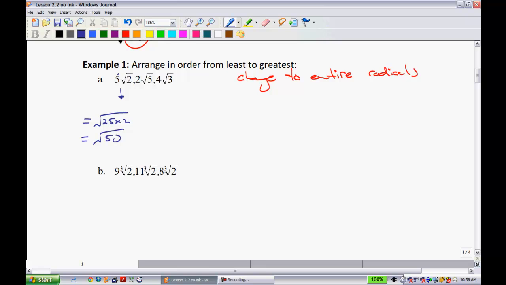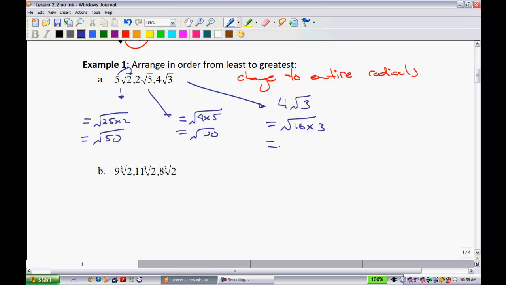I hope you understand how I got that, because we know that 5 inside of here would be 25, because when you take the square root of 25, you get 5. Okay, let's deal with this one. We would say that the 2 on the inside would be a 4, so we have 4 times 5, which will give you root 20. And lastly, 4 root 3, the 4 on the inside was a 16, and 16 times 3 is 48. So if we wanted to put those in order from least to greatest, the least would be 2 root 5, next one would be 4 root 3, and the one after that would be 5 root 2.